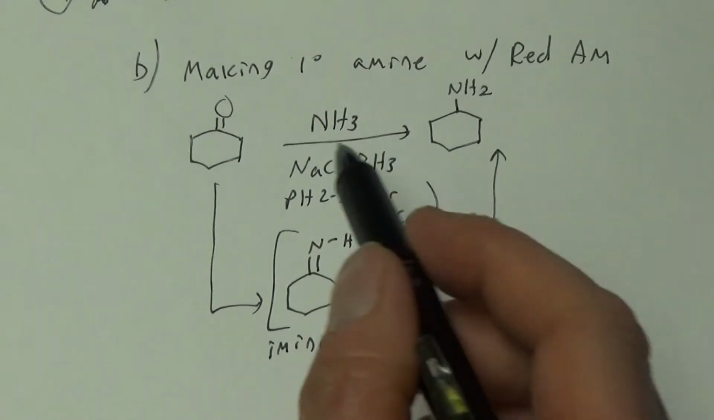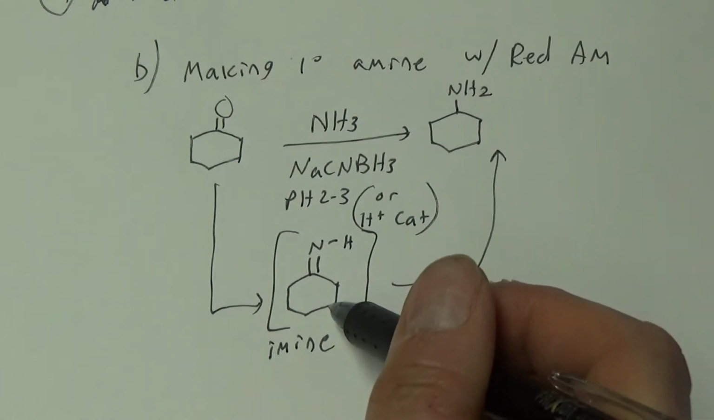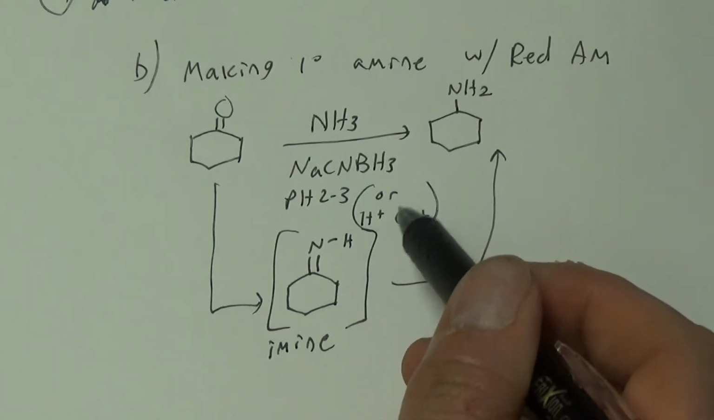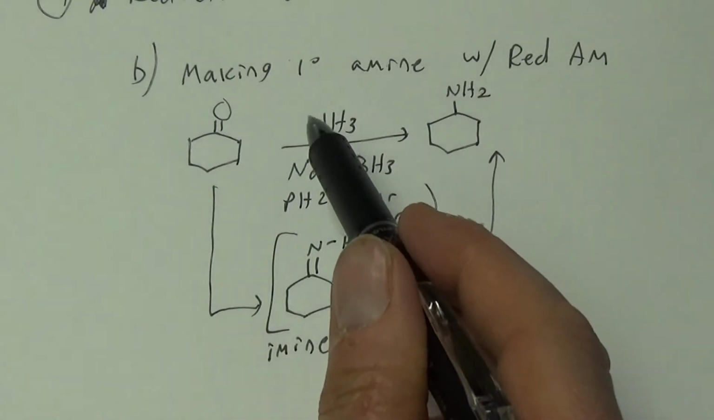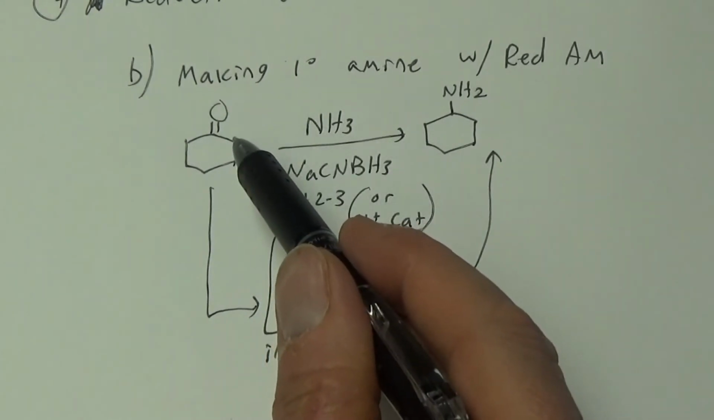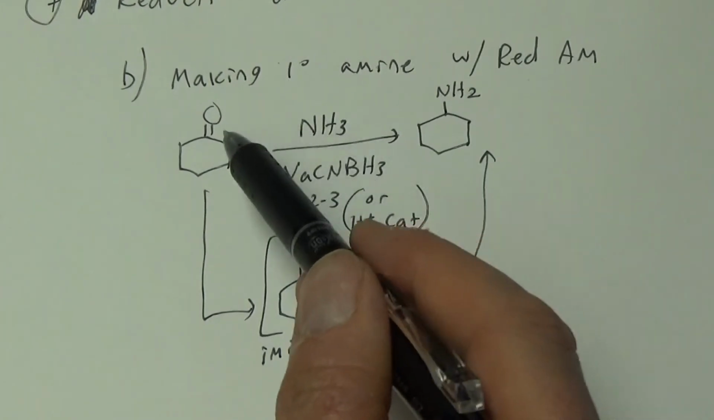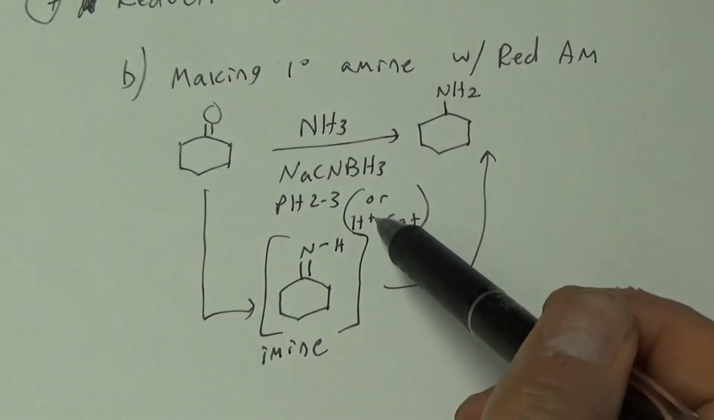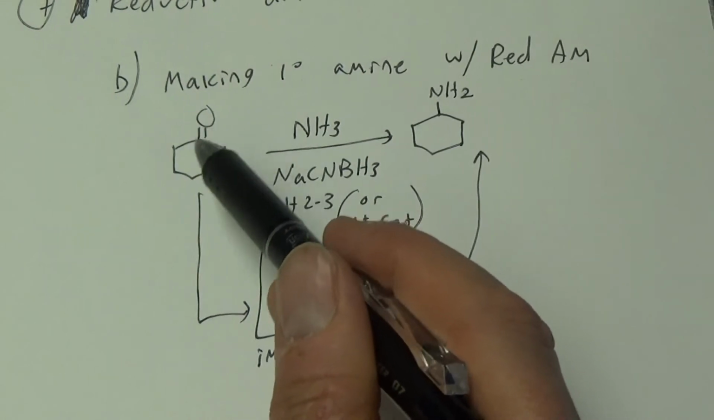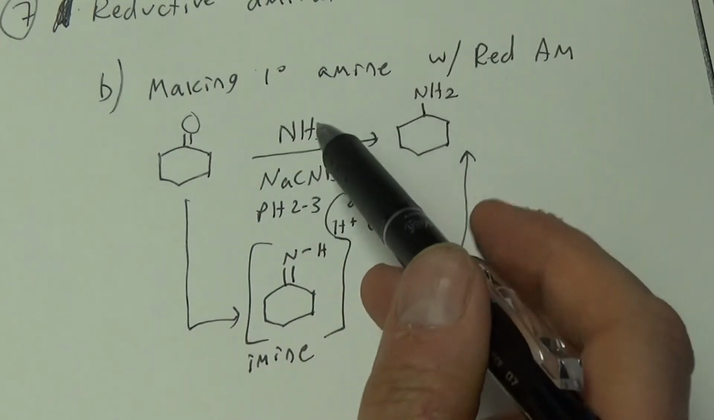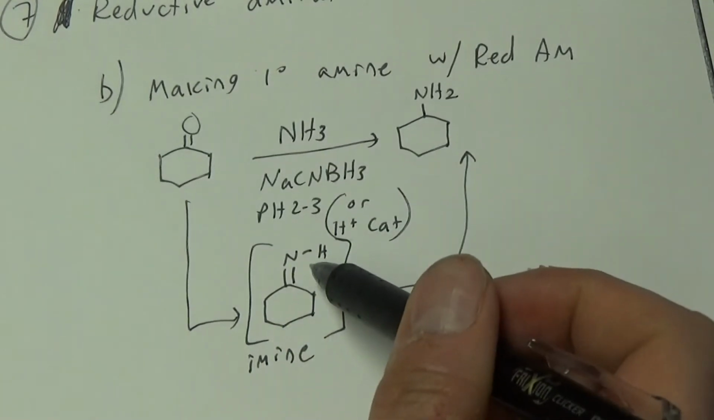Remember when we did imine formation in chapter 17, I think it was, how we always had acid catalyst? Because what was the mechanism of this? Oxygen grabs the proton, and then the ammonia attacks. Proton transfer to the oxygen. You protonate the oxygen, NH3 attacks, and you proton transfer to the oxygen, and you're able to kick off the oxygen as a leaving group using nitrogen, and then you lose an extra proton and you get the imine.